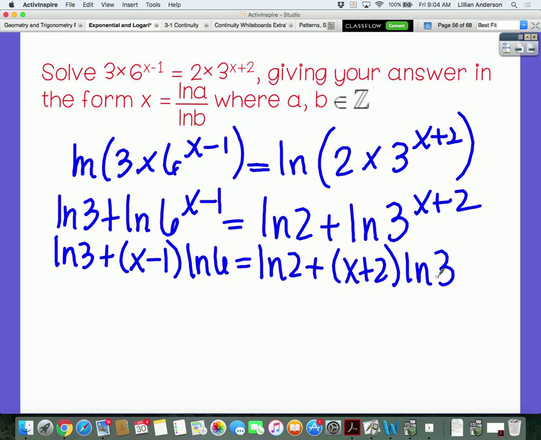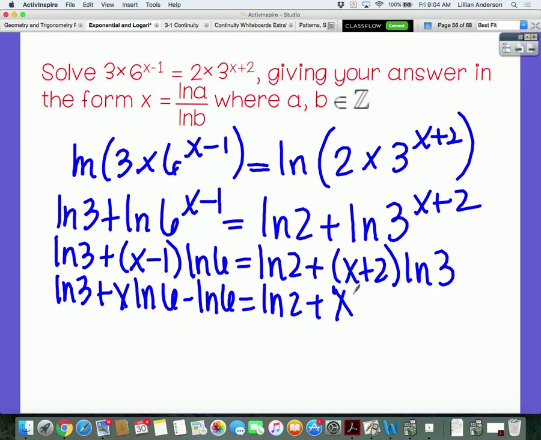What are we going to do from here? Distribute. This is the longer one, so make sure you don't lose any signs along the way. We're distributing our ln's. And now that we have no exponents, our variables are out of the exponent. Everything's distributed. We're looking at just individual terms. What can we do?